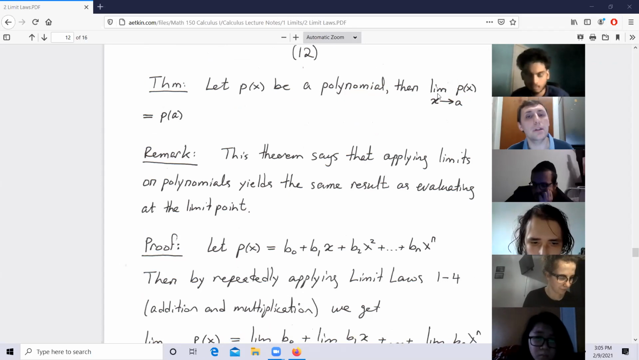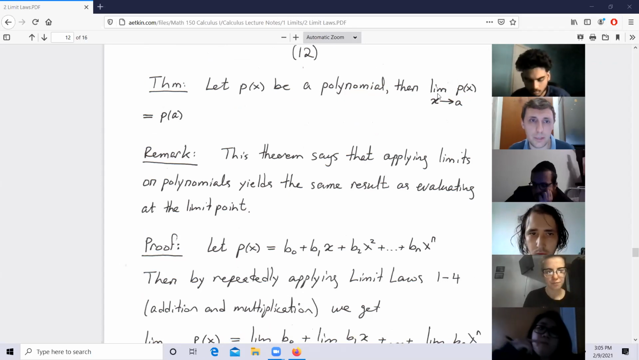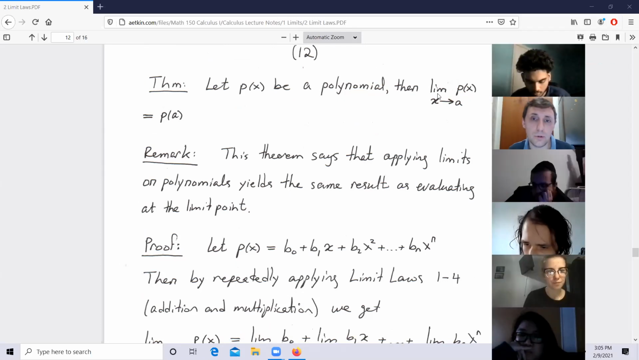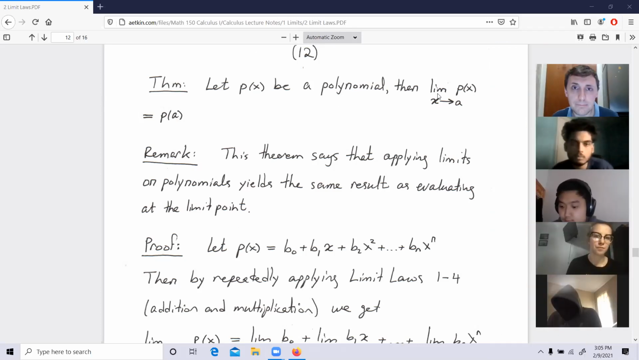Could you remind me, now some people don't remember the word limit. By the way, if you don't remember the word limit, you should listen to Scarface, Welcome to the Limit song, right? That will help you. What is a limit?